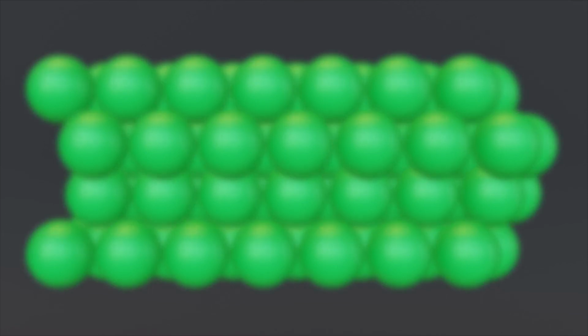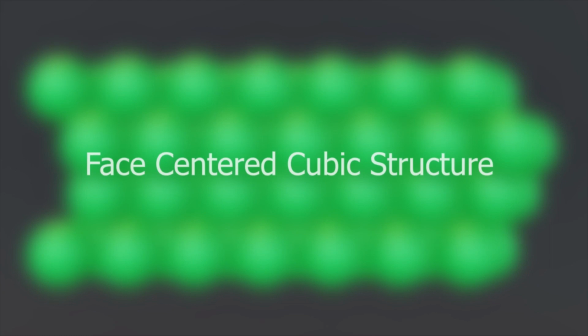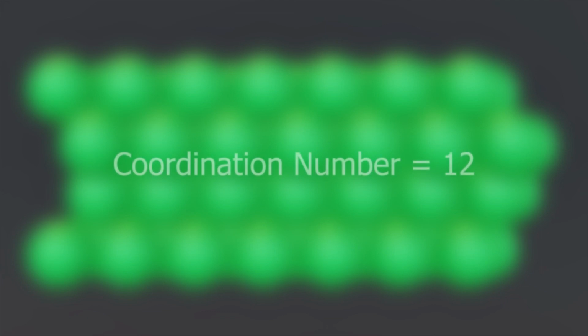This crystal structure is called cubic close packed or face-centered cubic structure. In this type of structure, the coordination number is 12, as each sphere is in contact with 12 spheres. 74% space in the crystal is filled in this kind of close packing.